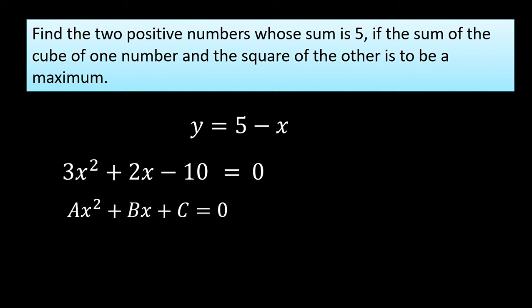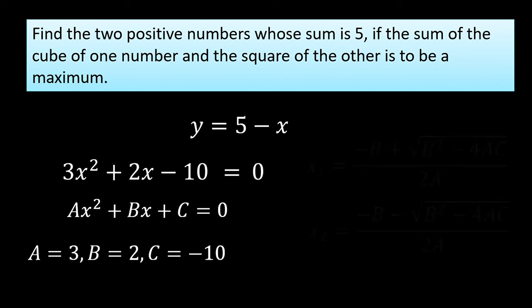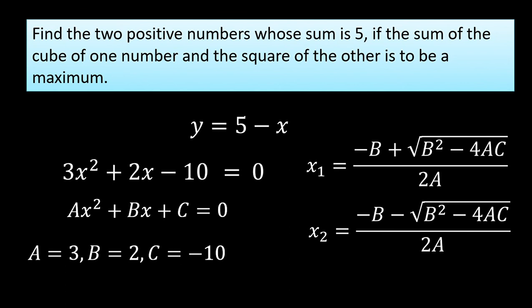To find x, we will use the quadratic formula, or if you have a calculator, you can use the calculator technique. But for today, I will be using the quadratic formula. Here, a is 3, b is 2, and c is negative 10. I will apply this to the quadratic formula, which is shown here. So x sub 1 is equal to negative b plus the square root of b squared minus 4ac, all over 2a. And the second value of x is negative b minus the square root of b squared minus 4ac, over 2a.